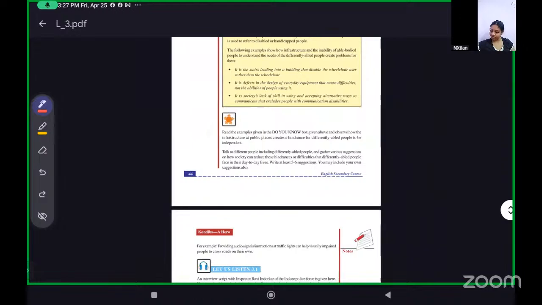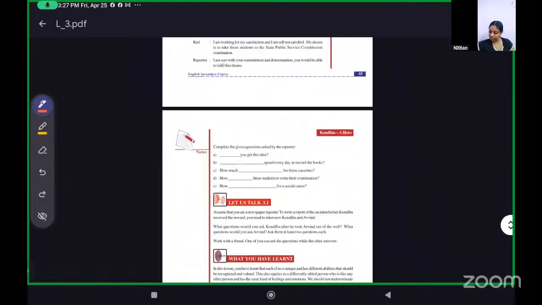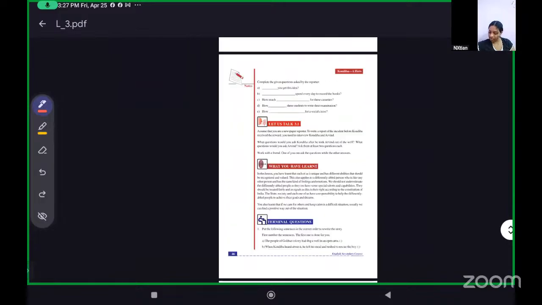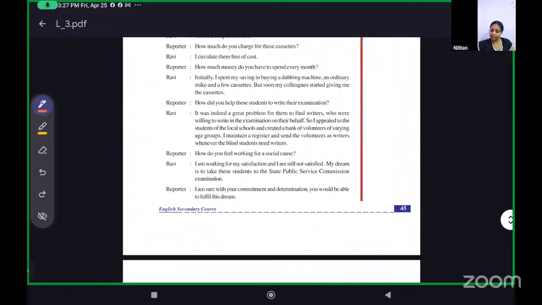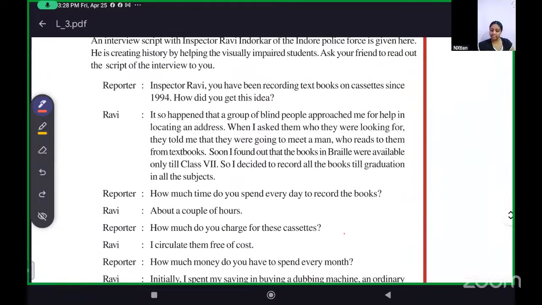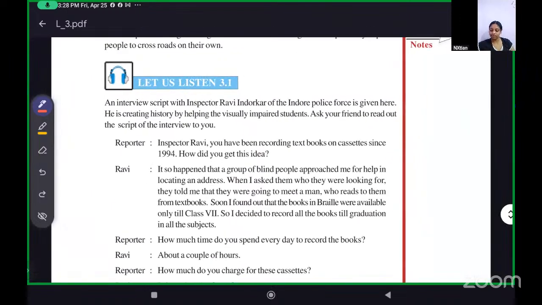Okay. This interview activity also you can go through at home. Okay, you can try it out. It's an interview. Do you know what an interview is? Like two people when they ask questions to each other. Like mainly one person asks questions to the other person.